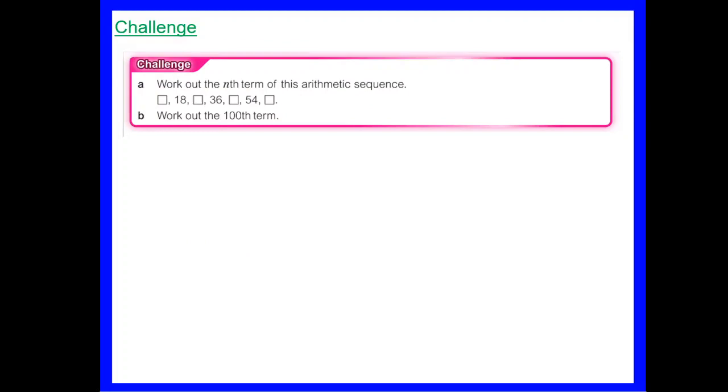Okay then, so finally for today then, our challenge question. So you're asked to work out the nth term of the arithmetic sequence. So remember, an arithmetic sequence is telling us we're going up in equal numbers by adding or subtracting, and you're asked to work out the 100th term. If you want to, you can pause the video now and have a go on your own, or you can work it through with me.